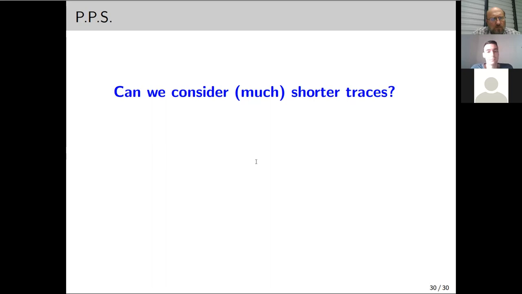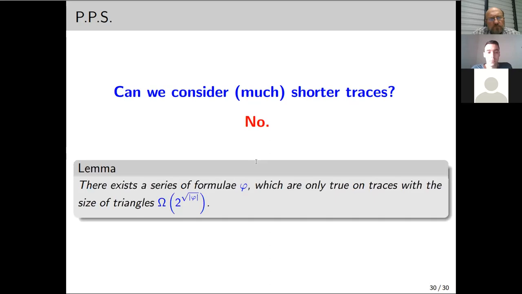But just as a question of interest, can we work with the shorter triangles? And the answer is no. We were able to come up with a series of formulae such that each of them is satisfiable, but there is a lower bound on the size of a triangle in the satisfying trace. And this lower bound is 2 to the power of square root of phi. So not exponential per se, but still kind of super polynomial.